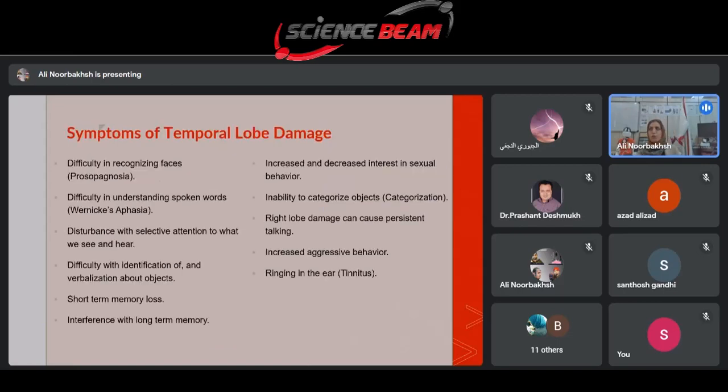You can see symptoms of temporal lobe damage are difficulty in recognizing faces, difficulty in understanding spoken words, Wernicke's aphasia, disturbance with selective attention to what we see and hear, difficulty with identification of and verbalizing about objects, short-term memory loss, interference with long-term memory, increase or decrease in interest in sexual behavior, inability to categorize objects. Temporal lobe damage can cause persistent talking, increased aggressive behavior, and ringing in the ears, which is called tinnitus.